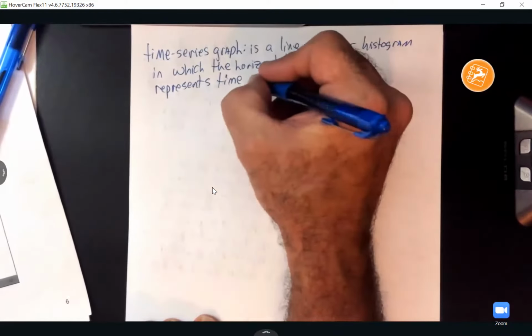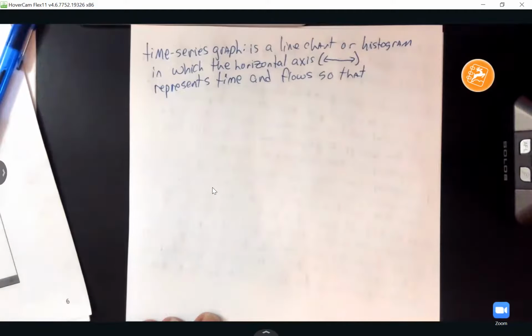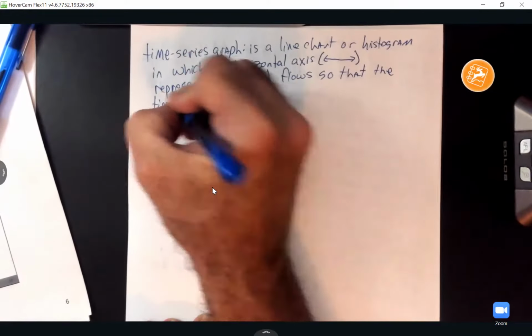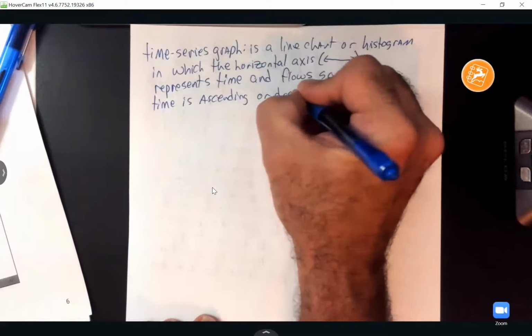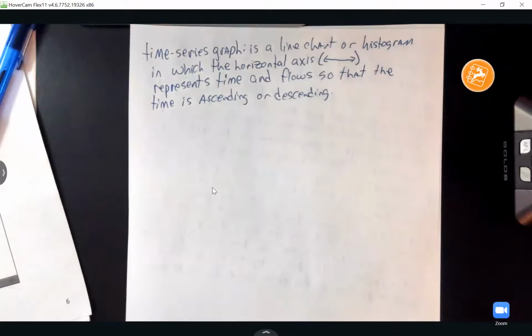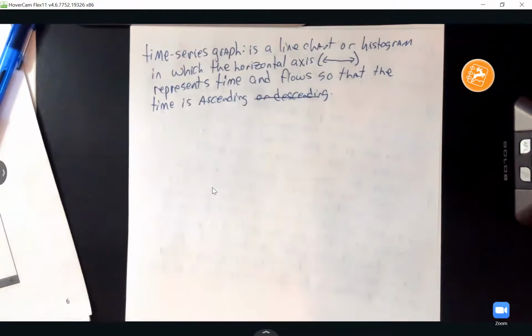And flows so that the time is ascending or descending. Now, usually time is always ascending. What they mean by ascending is it's going up. So if I did 1 hour, 2 hours, 3 hours, 4 hours, 5 hours, my time is usually always going to be ascending. You're never going to really do descending time on a time graph because we want to see what's happening to it as the time goes, okay?